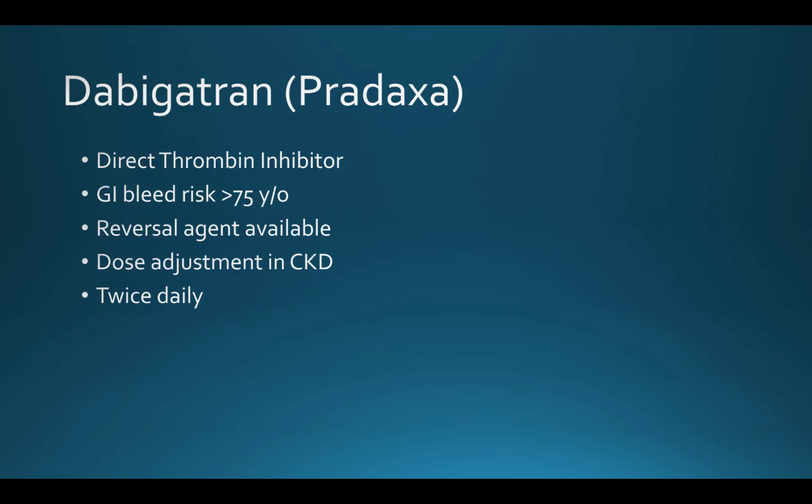Now, Dabigatran is a little bit different mechanism. It's a direct thrombin inhibitor. This was one of the first ones to come out. There is a GI bleed risk warning on this one, greater than 75-year-old patients. So again, you've got a 69-year-old with atrial fibrillation. Do you want to start Pradaxa and then 6 years later have to change it to something else because you're worried about that risk? And then it's twice daily as well, which is a downside there.